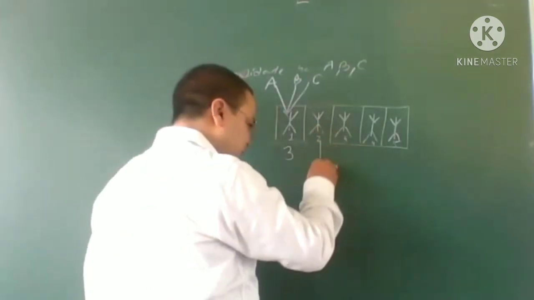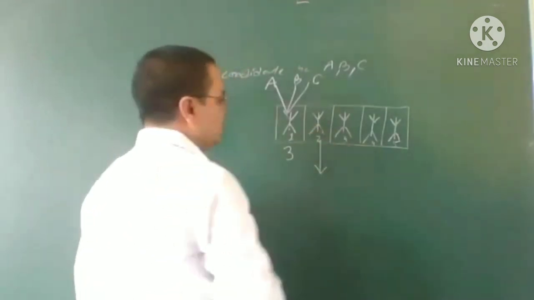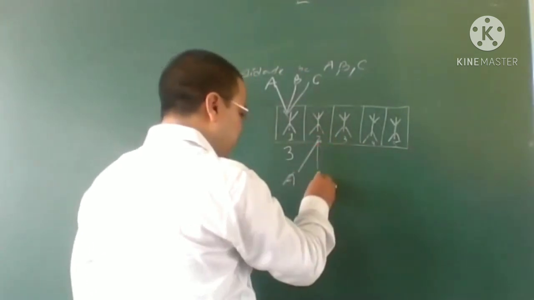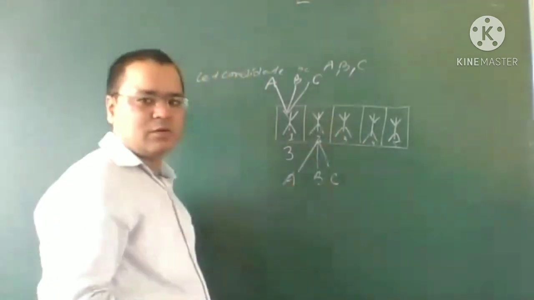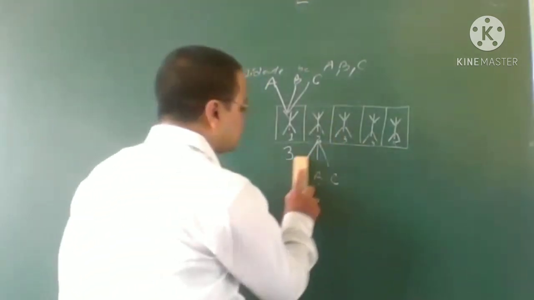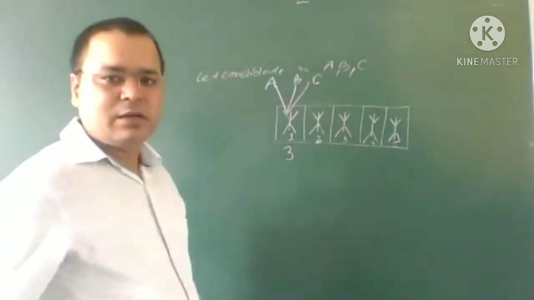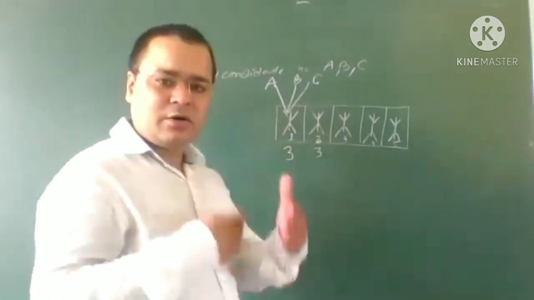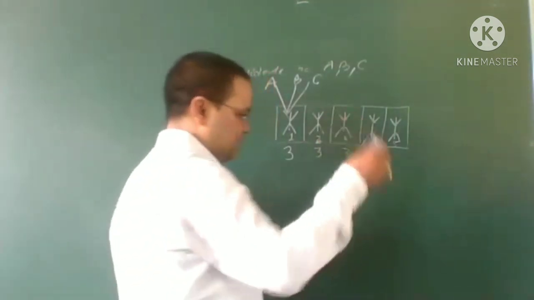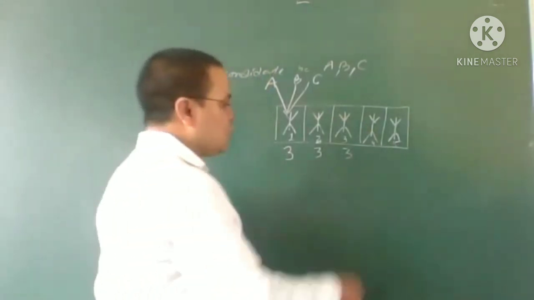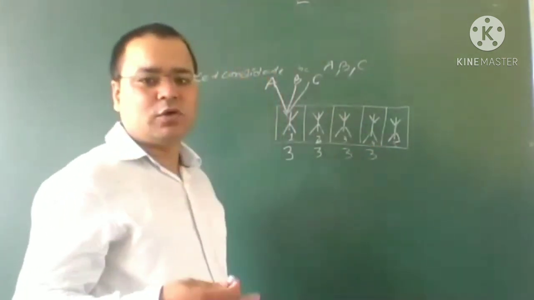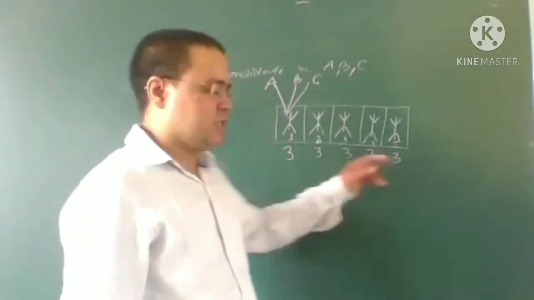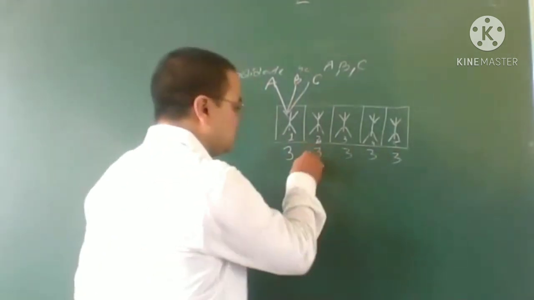Similarly, the second voter can also give to candidate A, candidate B, and candidate C. It means the second voter also has 3 choices. Third voter also has 3 choices. Fourth voter also has 3 choices, and fifth voter also has 3 choices. Okay, these were the choices. So how much?